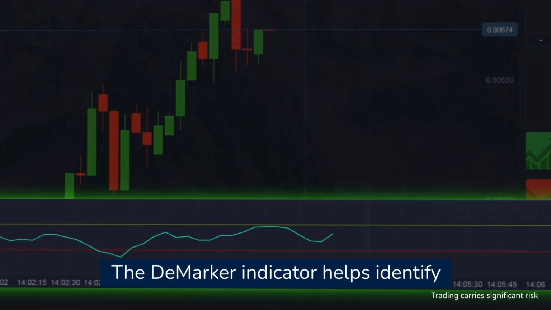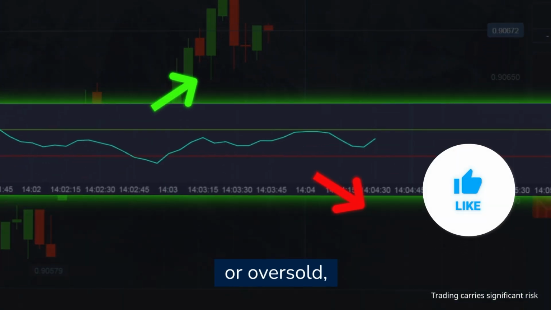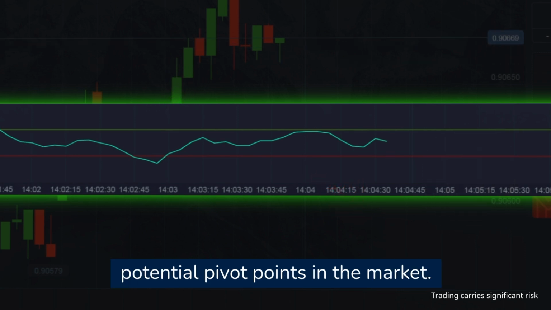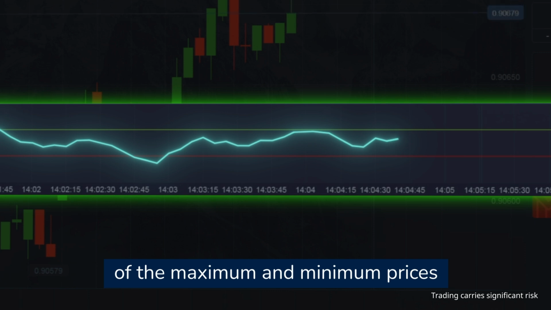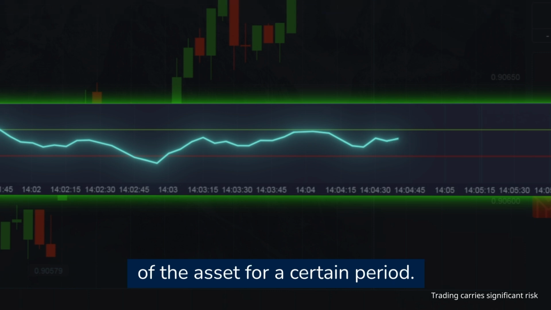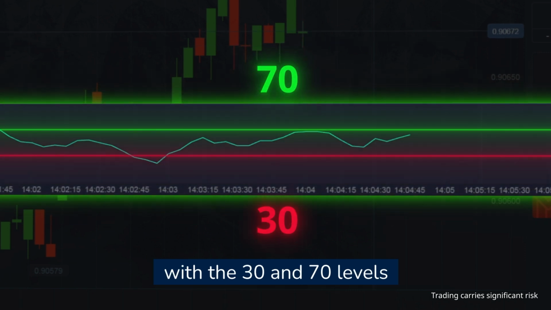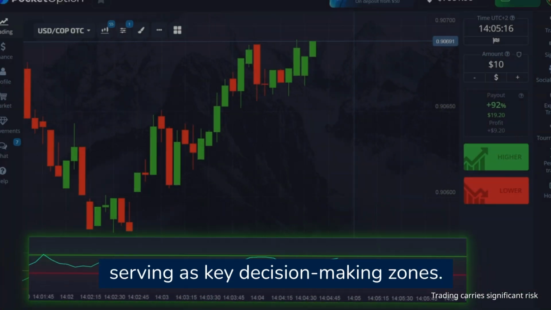The DeMarker indicator helps identify whether an asset is overbought or oversold, allowing traders to spot potential pivot points in the market. DeMarker is based on the comparison of the maximum and minimum prices of the asset for a certain period. It ranges from 0 to 100, with the 30 and 70 levels serving as key decision-making zones.